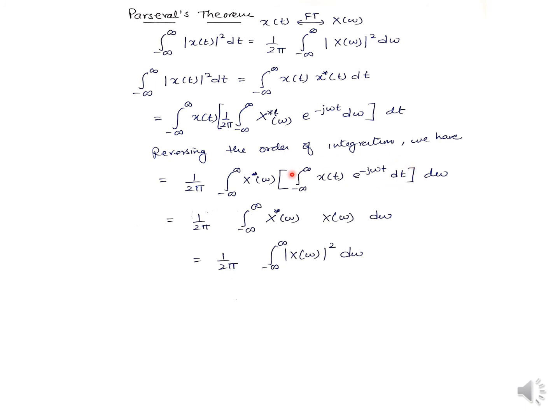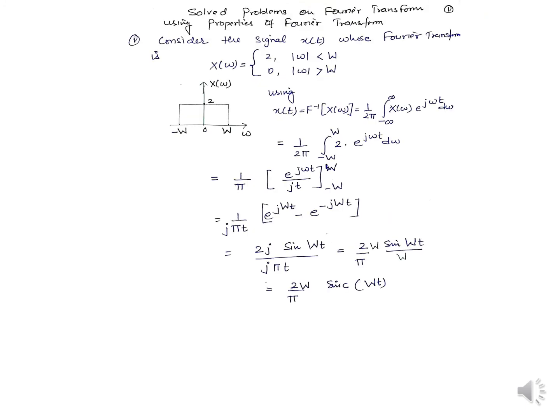So it will be the integral from minus infinity to infinity of x(t) e raised to the power minus j omega t dt, which can be written as X(omega). Basically this is the Fourier transform of x(t). So we can see that it's X star(omega) into X(omega), which can be written as mod of X(omega) squared. So these are some solved problems on Fourier transform using properties of Fourier transform.